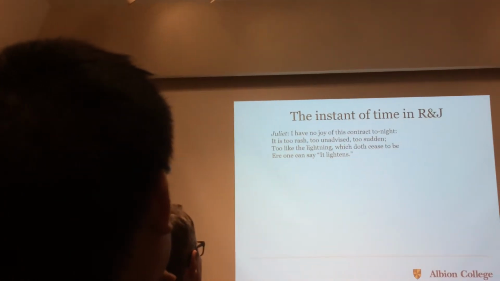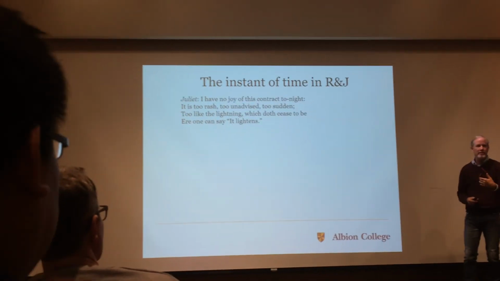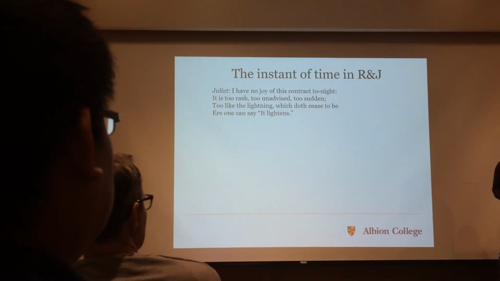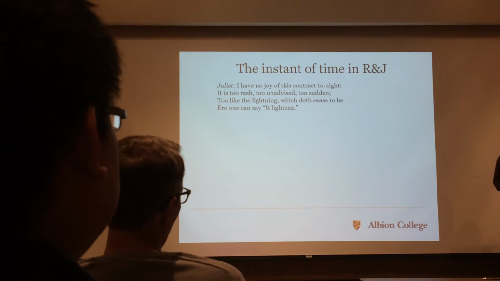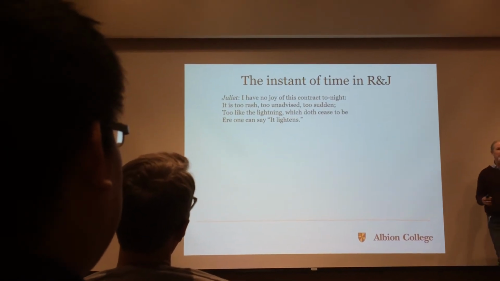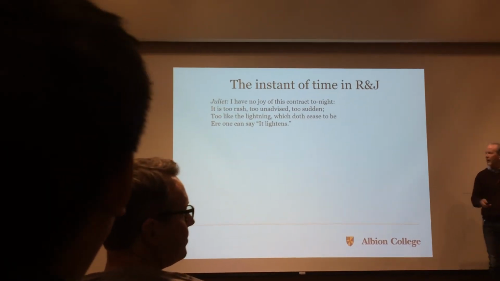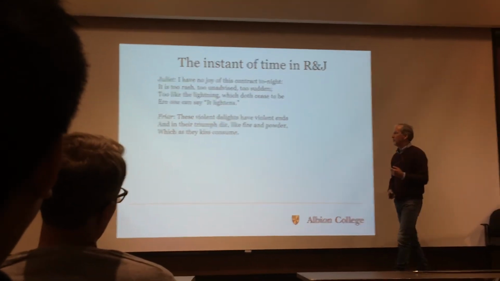So she's worried that the end of whatever it is that's happened will somehow also occur below the threshold of perception, that she will gain and lose in a single moment what she's looking for. That's an anxiety there. Later, Friar Lawrence, right?